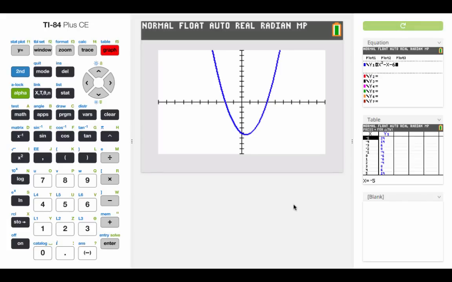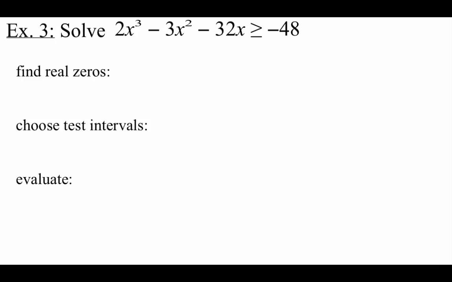If we were to graph this one out on our calculator, we can see that our graph is below the x-axis, between those x values of -2 and 3, which means that our graph is negative or below 0 between -2 and 3.